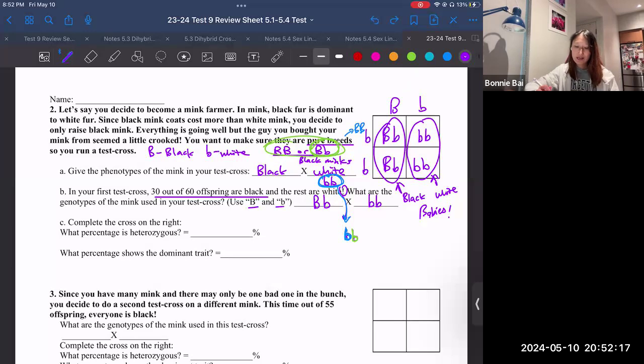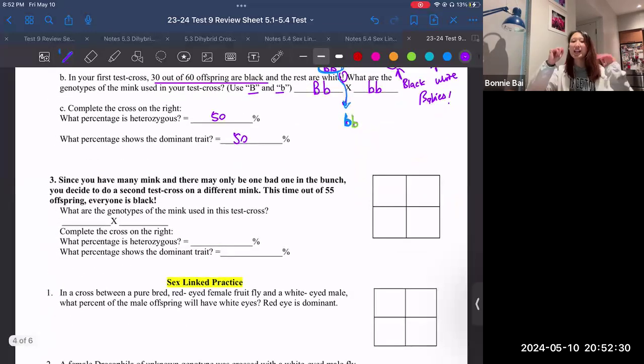Okay, cool. Complete the Punnett square. What percentage are heterozygous? Heterozygous are these ones, 50%. What percentage shows the dominant trait? Also these ones, 50%. Done. Next question. Last one on test cross. There were a few test cross questions by accident in the monohybrid, but it's okay.